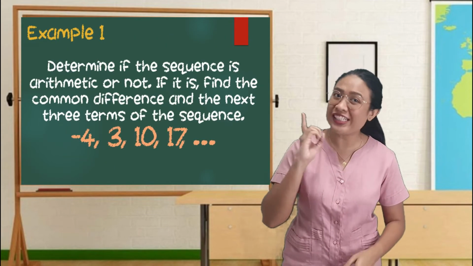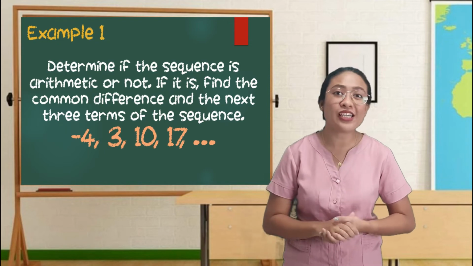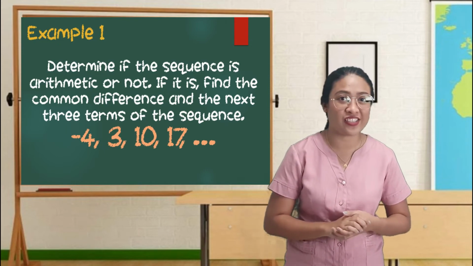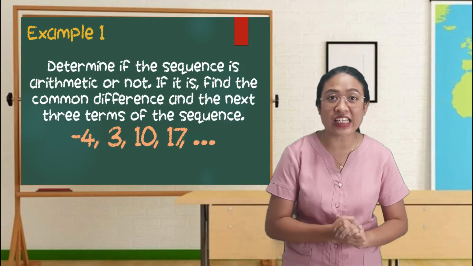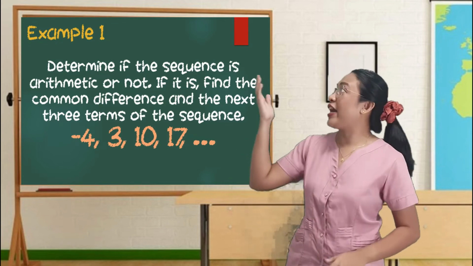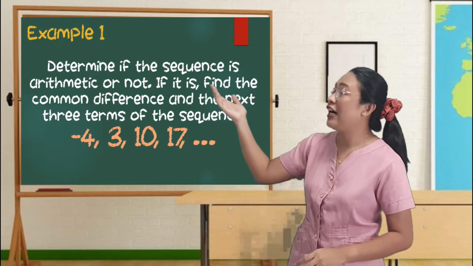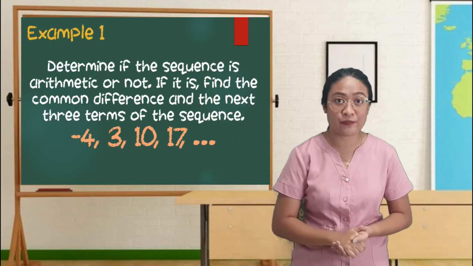Now, for our first example, determine if the sequence is arithmetic or not. If it is, find the common difference and the next three terms of the sequence: negative 4, 3, 10, and 17.